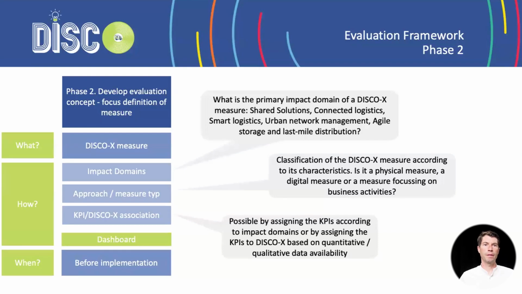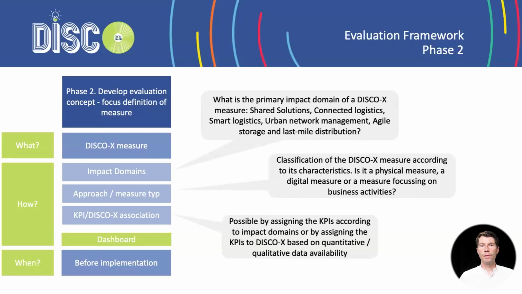For example, if it is a physical measure, such as a proof of concept implementation, or if it's a digital measure, such as a simulation using, for example, a digital twin, or if a measure is mainly focusing on business activities, for example, building partnerships or new business models. As part of the definition of measures, it is then important to establish the connection between the measures and KPIs. Selected KPIs are usually used here, as a measure generally never addresses all of our 25 defined KPIs.